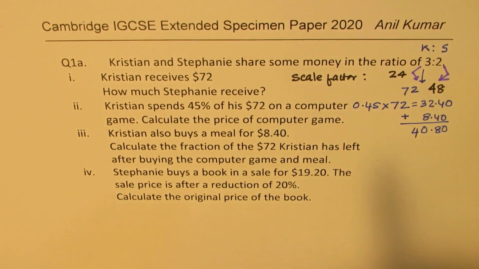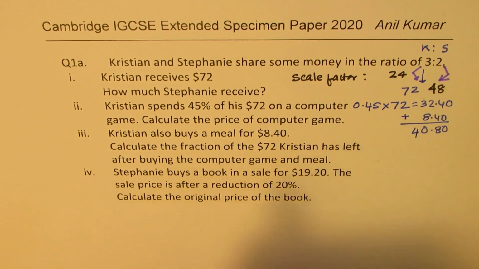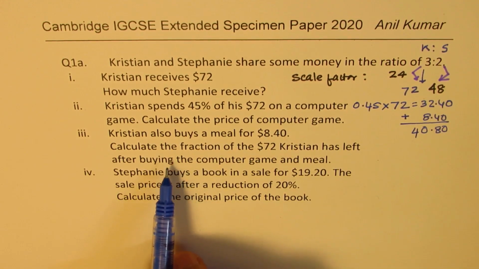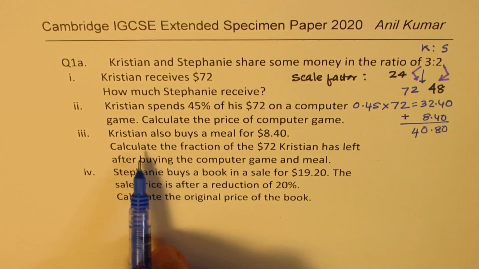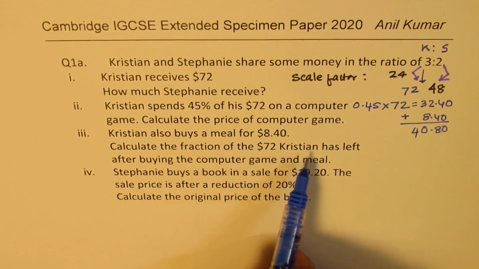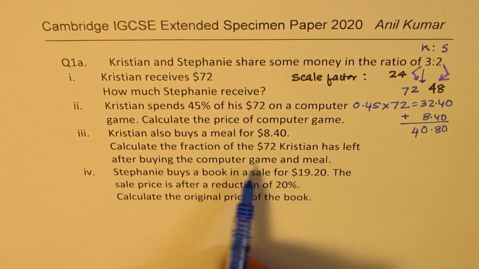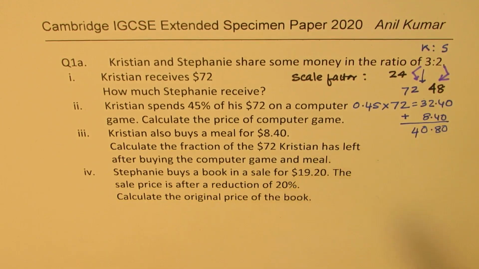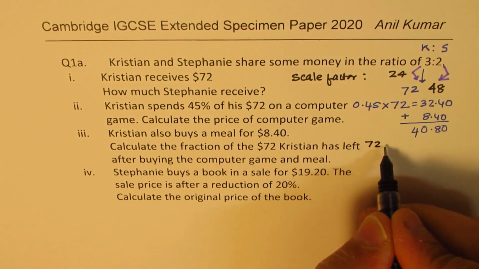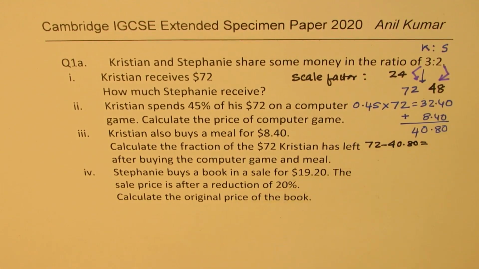$40.80 is the total amount spent, right? So that is what has been already spent. Now carefully read the question. It says calculate the fraction of the $72 Christian has left after buying the computer game and meal. So what is left? That means 72 minus 40, correct? So we should do 72 minus 40.80 to get what is left, right?